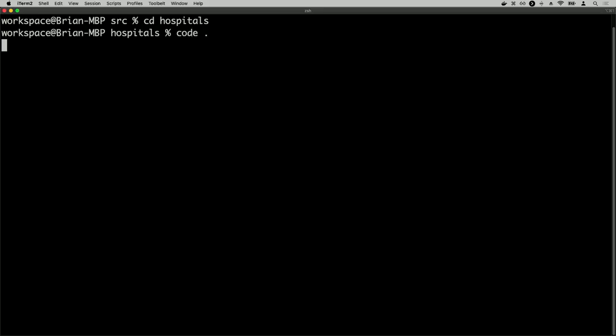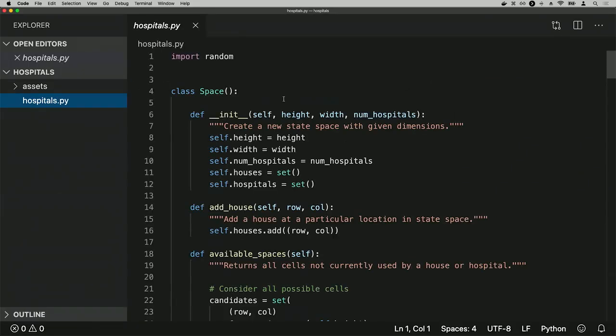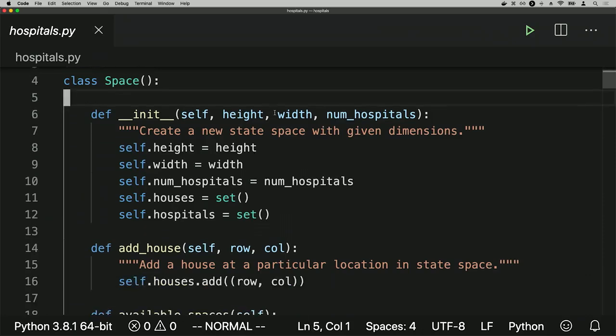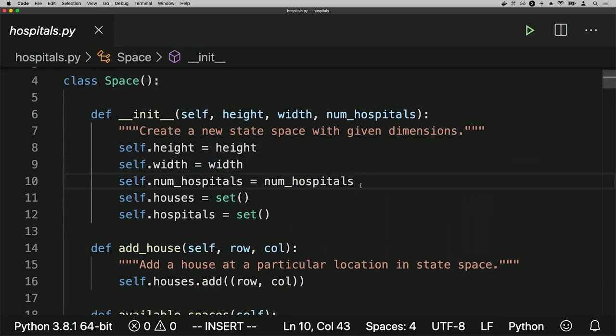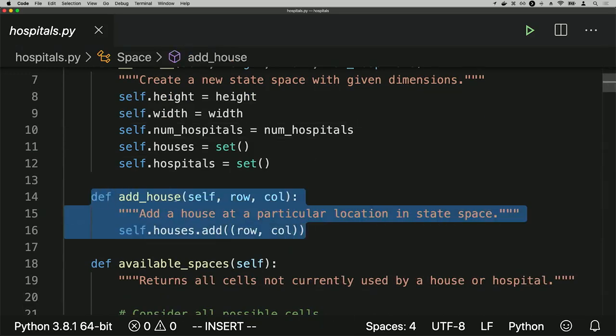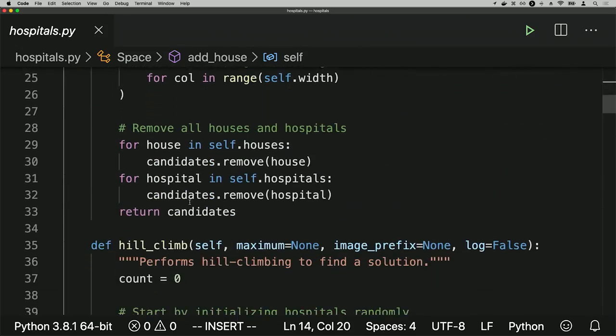So let's now take a look at some actual code that can implement some of these kinds of ideas, something like steepest ascent hill climbing, for example, for trying to solve this hospital problem. So I'm going to go ahead and go into my hospitals directory, where I've actually set up the basic framework for solving this type of problem. I'll go ahead and go into hospitals.py, and we'll take a look at the code we've created here. I've defined a class that is going to represent the state space. So the space has a height and a width, and also some number of hospitals. So you can configure how big is your map, how many hospitals should go here. We have a function for adding a new house to the state space, and then some functions that are going to get me all of the available spaces for if I want to randomly place hospitals in particular locations.